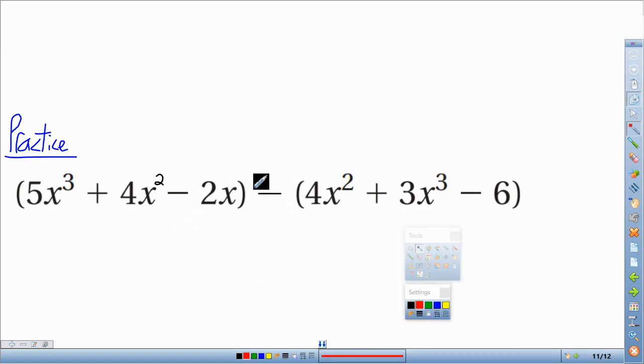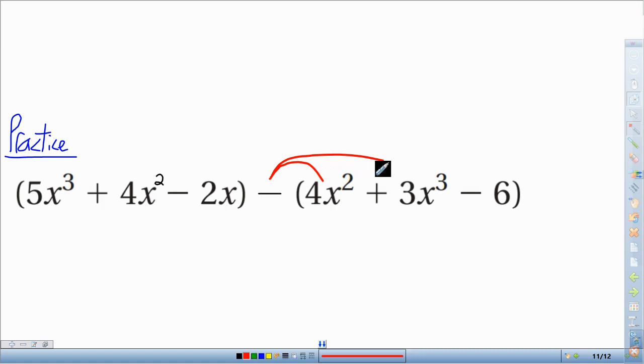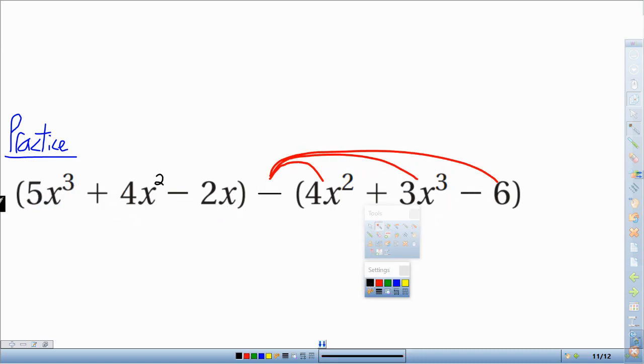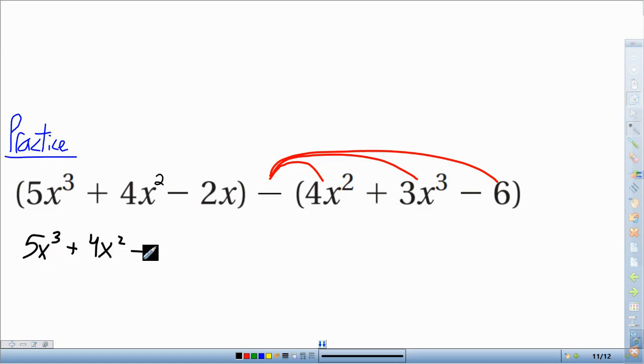All right, so this minus sign, again, we need to apply it to every term in the parentheses over here. There's nothing in front of these, so these are staying the same. 5x cubed, positive 4x squared, minus 2x, just bring them down. But now I can apply these. So this is a negative 4x squared. This is a negative 3x cubed. Double negative gives me a positive 6.